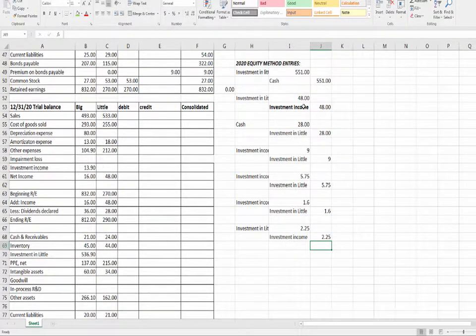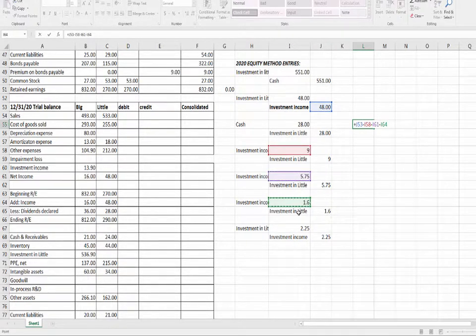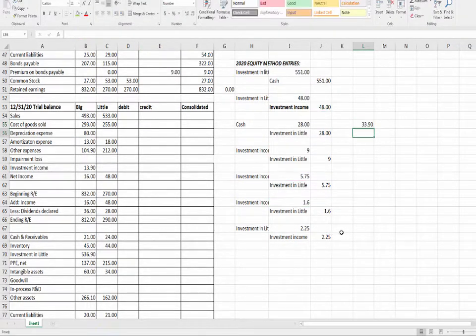Okay, just to confirm that we're doing the right thing here, we should be able to add up our various debits and credits to investment income and come up with the investment income on the income statement of 13.9. So let's confirm that. So plus 48 minus 9 minus 575 minus 1.6. Plus 225 is 3390. Something's wrong. 1390 versus 3390. What's missing?